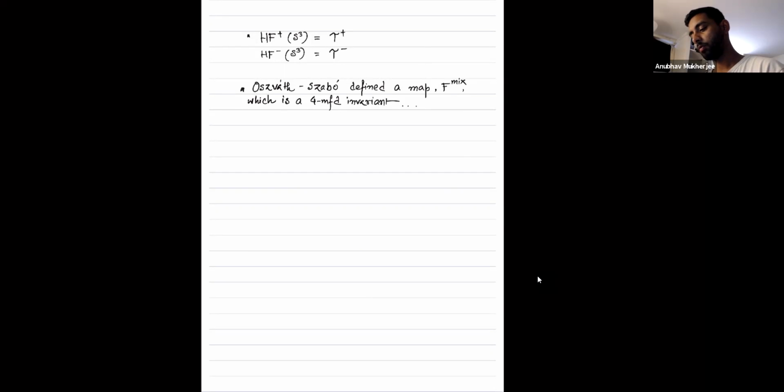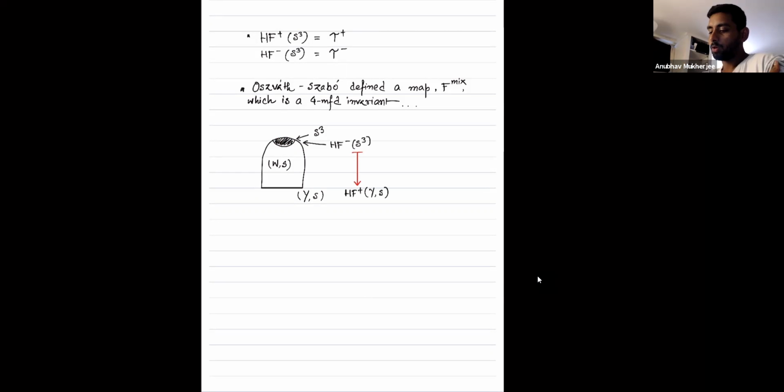Ozsváth–Szabó defined a 4-manifold invariant using this, which is also called the mixed invariant. If I have a 4-manifold W with boundary Y, I can take a 4-ball out and think of this as a cobordism from the top boundary S3 to the boundary Y. In particular, I can also assume a spin C structure on W that induces another spin C structure on the boundary Y.